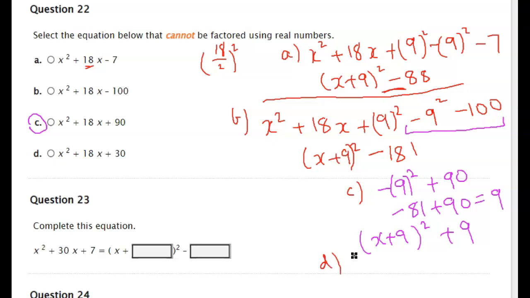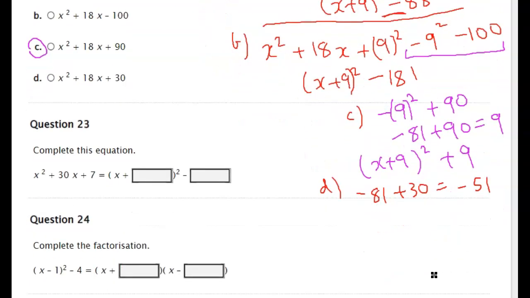I might use a different color, go back to red. So again, remember the first two terms are the same. So we're only looking at this minus 81 part, which is the same for all of them. And then we're going to add the constant, so plus 30. And that's going to give us negative 51. So we've still got that minus there, whereas in the previous question, you can see there in the purple that we don't. So when factorizing, we're going to have x plus 9 squared minus 51. And because of this minus sign, we can factorize it. So the only one that can't be factorized is C.